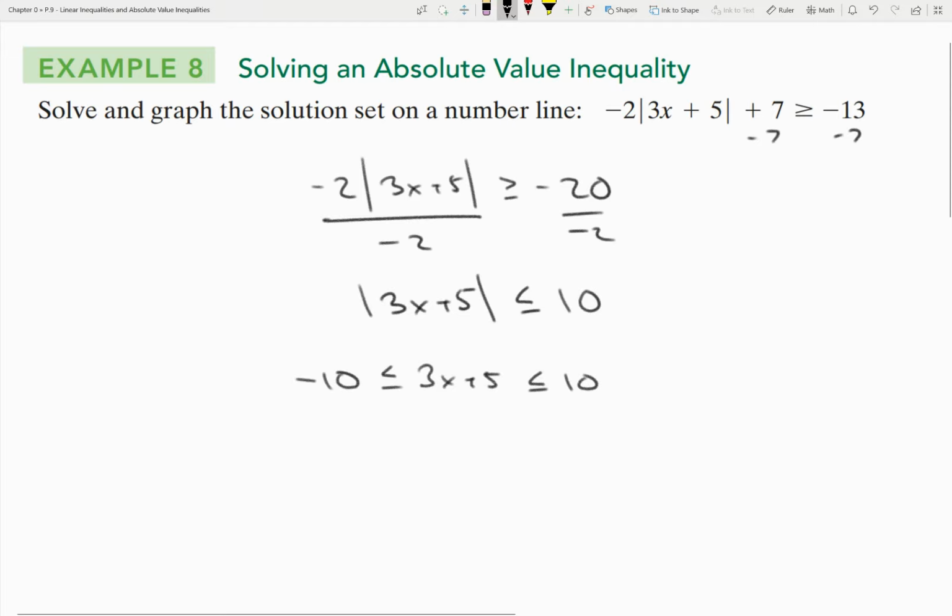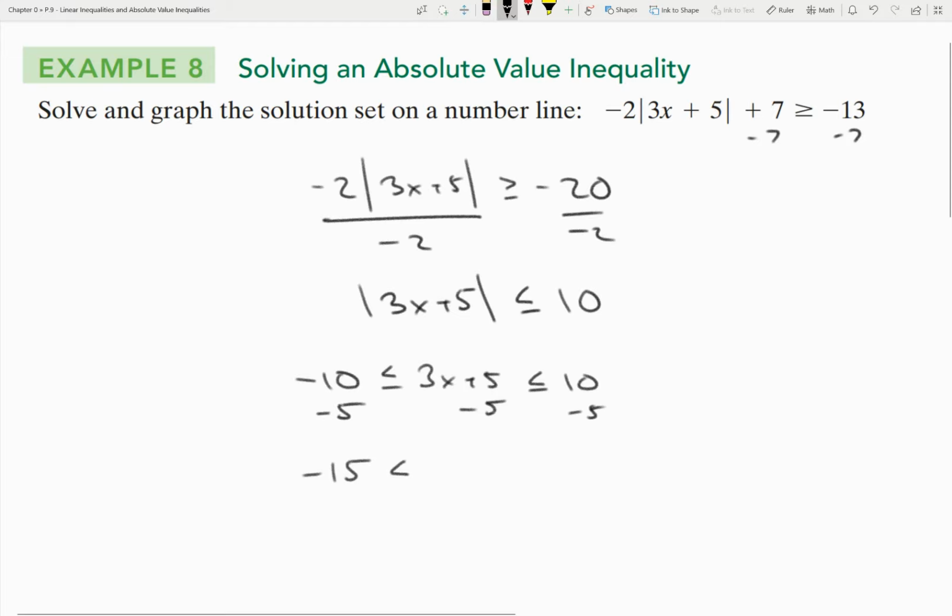Okay? Or I could have said 3x plus 5 is less than or equal to 10, and then the word and 3x plus 5 is greater than or equal to negative 10. When you're solving absolute value inequalities, when you consider the negative case, you always reverse the inequality sign as well. This way is a little more compact.